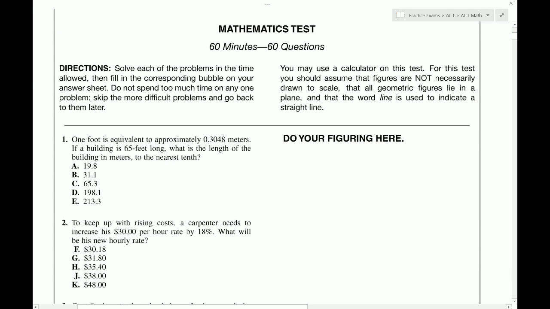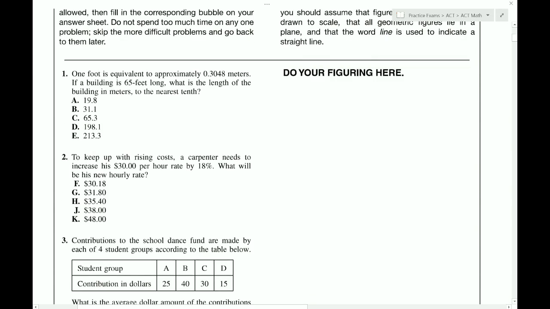Okay, so today we're going to have a look at test 4 of the McGraw-Hill 10 ACT practice tests, second edition.